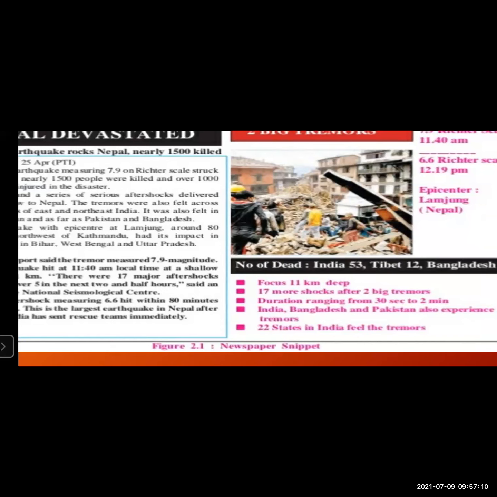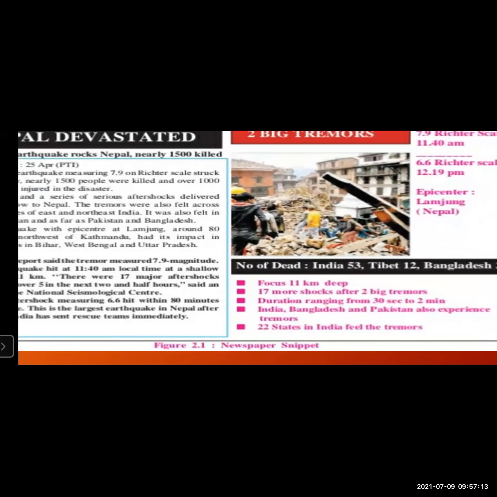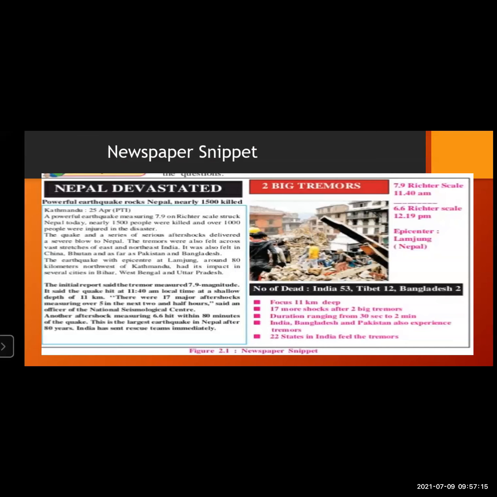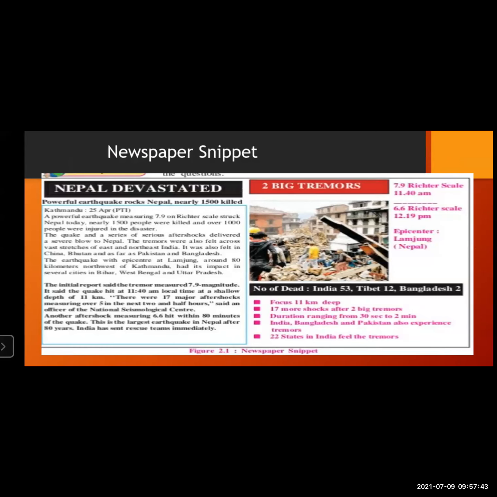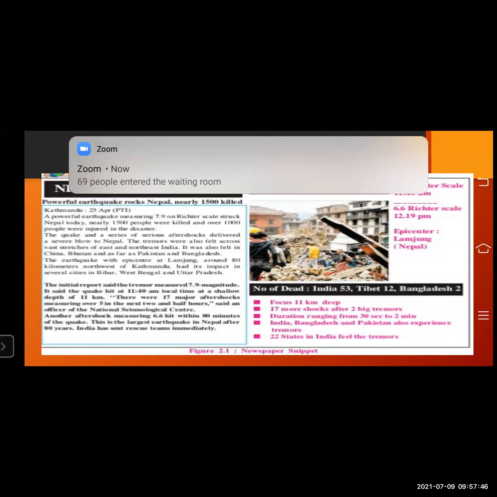Now, this is regarding the newspaper snippet which is given in your textbook. Some questions are given below it. Let's solve those questions. What caused the large scale casualties? What was the cause of it? We have seen here in the snippet, it is an earthquake. What was the magnitude of the earthquake? The magnitude of the earthquake is 7.9 Richter scale, and afterward it was 6.6 Richter scale.